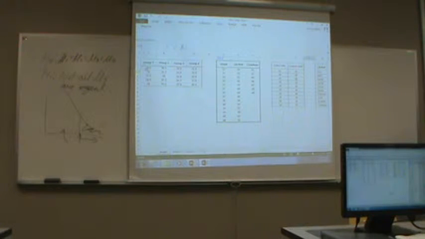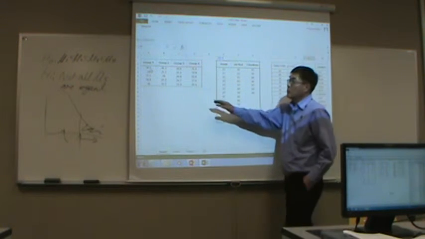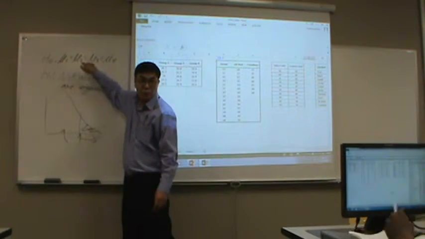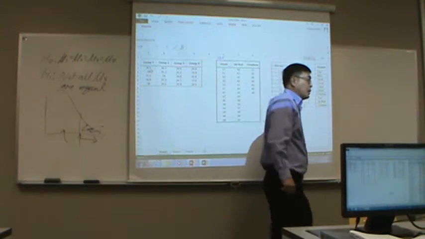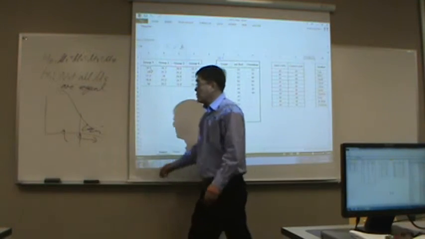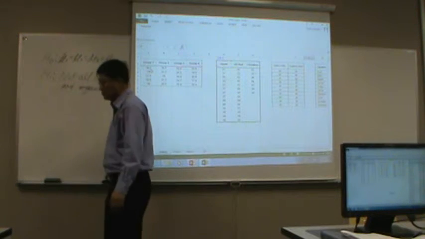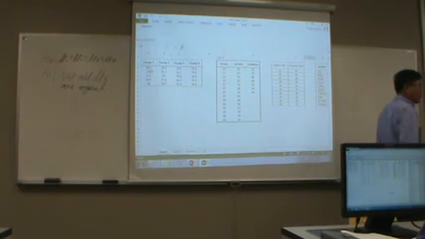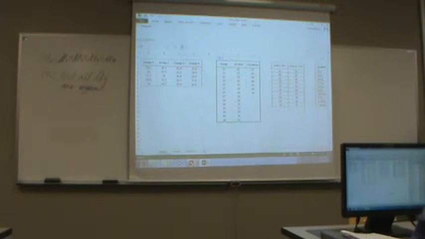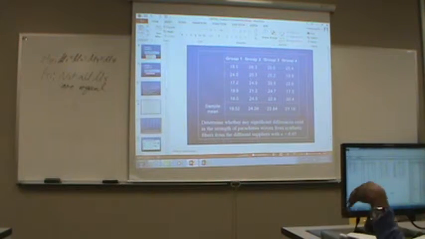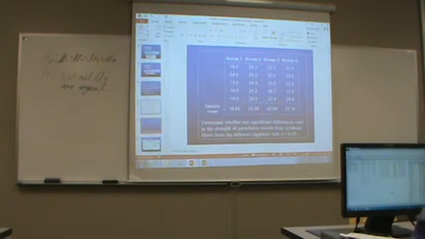Okay, first one, this one is example. Group 1, 2, 3, 4. So there are 4 groups. mu1, mu2, mu3, mu4, and not all means are equal. Determine whether any significant differences exist in the strength of parachutes woven from synthetic fibers from the different suppliers with alpha equals 0.05.